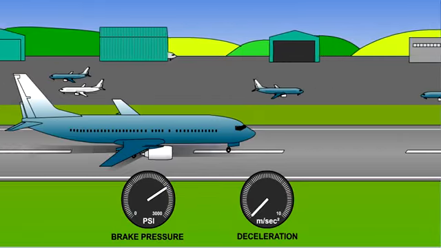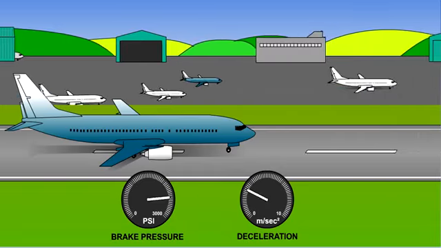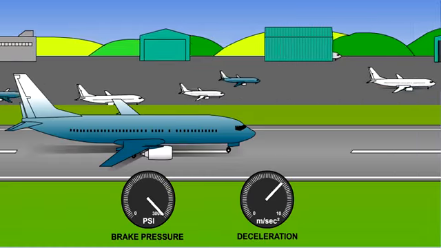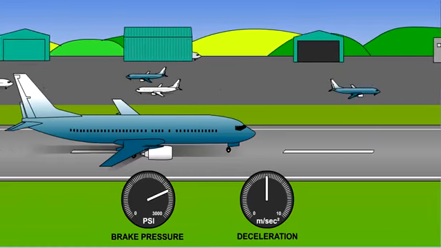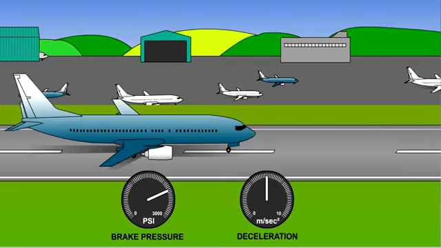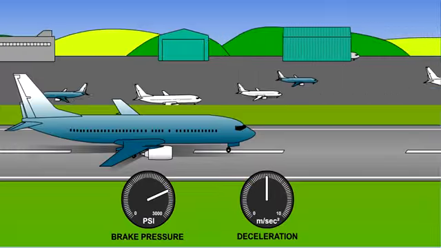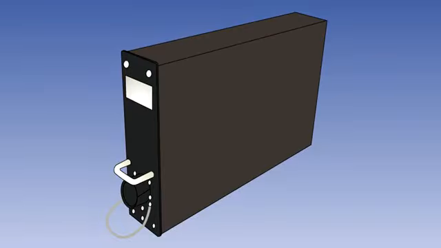A datum figure for wheel deceleration is selected, which is known to be greater than the maximum possible deceleration rate of the aircraft. When this datum figure is exceeded, brake pressure is automatically reduced or released. Systems may be mechanical or electrical. Mechanical systems have been in use since the early 1950s. Most aircraft today use electrical or electronic systems.